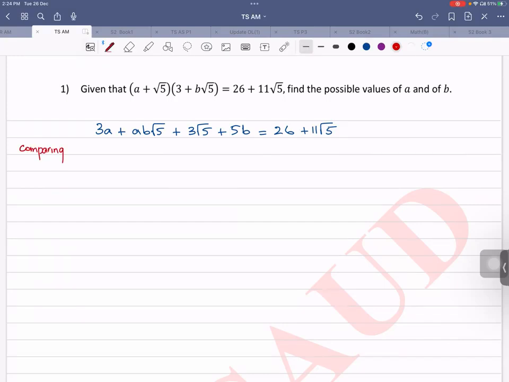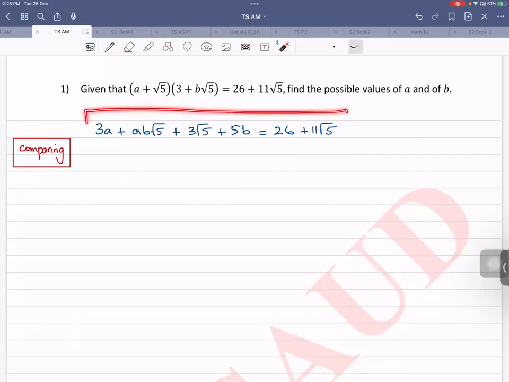Sir, couldn't you send the 3√5 to the other side, subtracted from 11√5? I can, but even then, the concept that I'm going to use to solve this question is called comparing. And when do we use this method of comparing? We use it when we have only one equation but the unknowns are two or more than two.